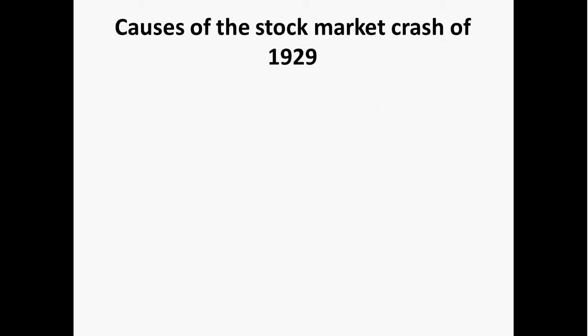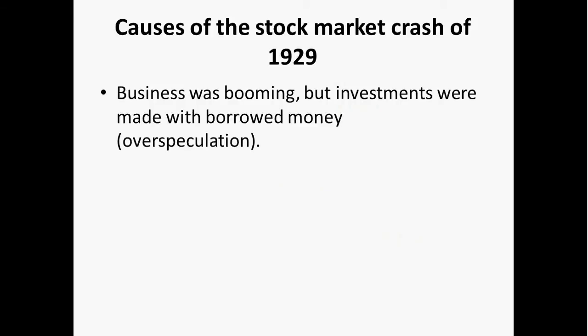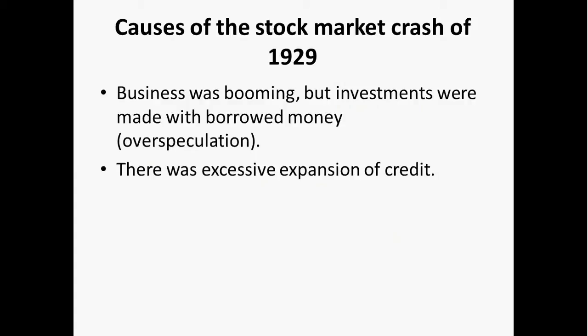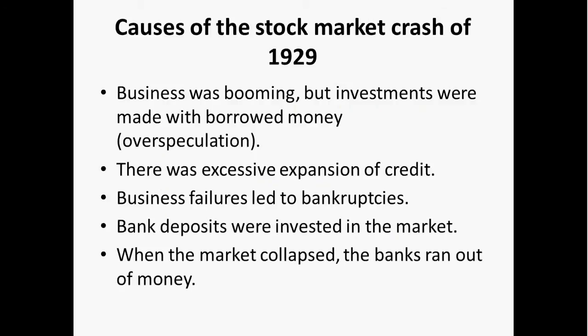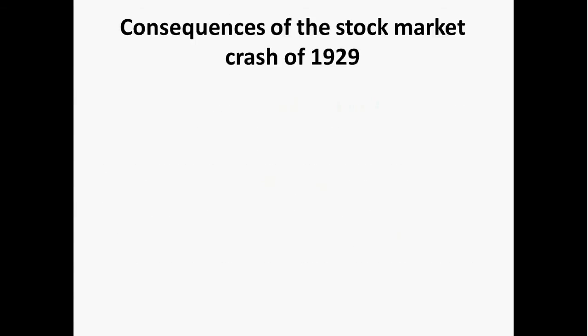The causes of the stock market crash are, first, business was booming, but investments were made with borrowed money. This is called over-speculation. You borrow money to make an investment, you think it's a sure thing, and then it falls through, and then you owe money and you've got nothing. There was excessive expansion of credit. In other words, they were loaning it to people who really shouldn't have had it. Business failures led to bankruptcy. Bank deposits were invested in the market. The market collapsed. Banks ran out of money, literally out of money, not enough cash.